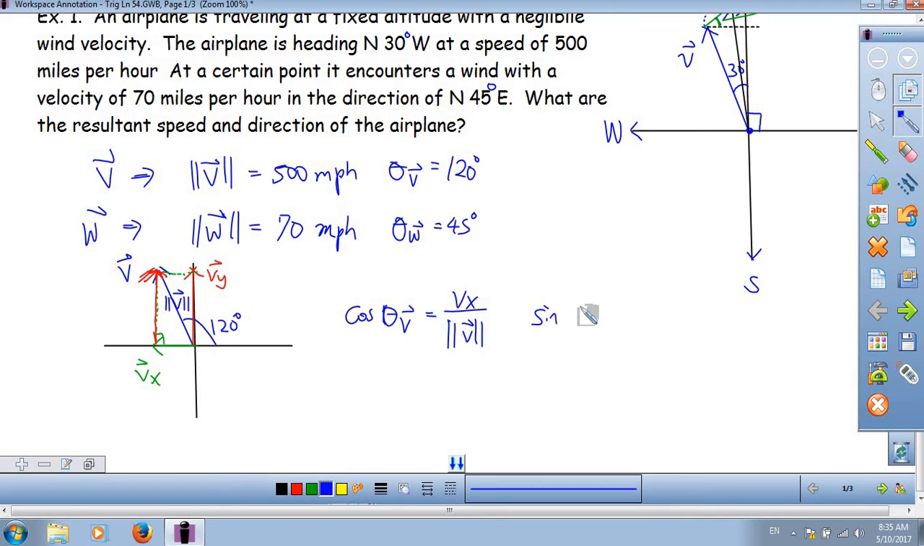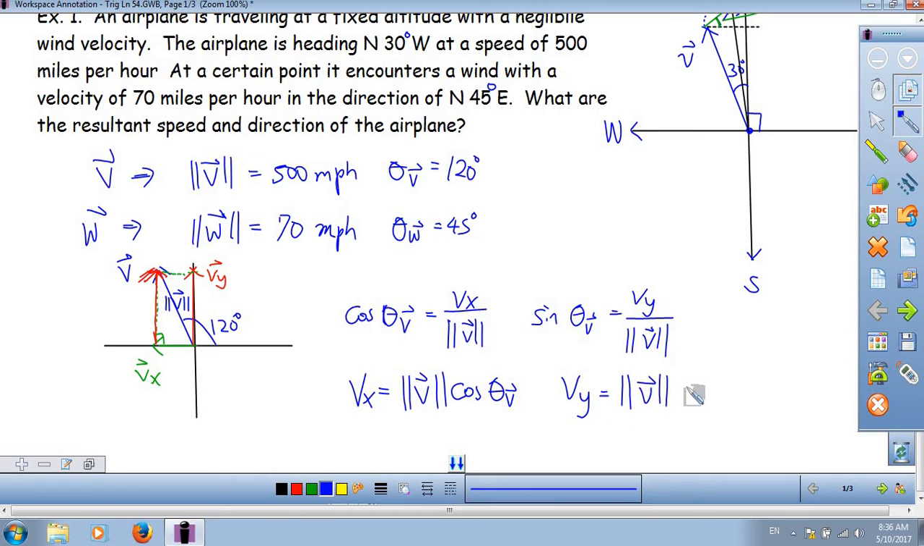And if we take sine of theta of v, we should get the magnitude of vy, our vy vector, divided by the magnitude of the v vector. So based on this information, if we want to solve for vx, because we know the cosine of the angle and we know the magnitude, the x component will simply be the magnitude of the vector times cosine of the angle of the vector. And vy would be the magnitude of the vector times sine of the angle of the vector.